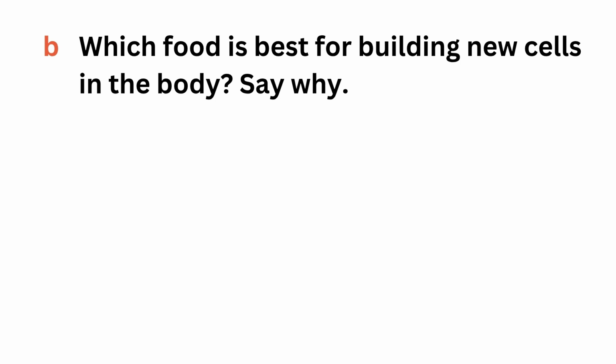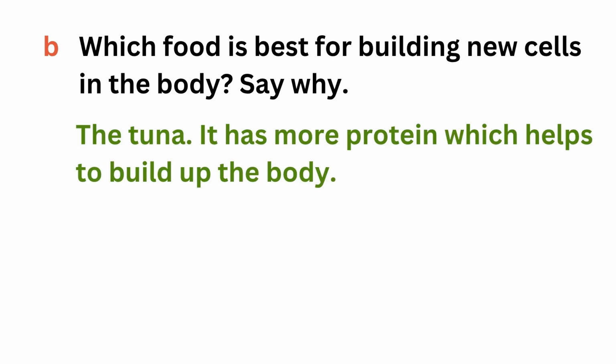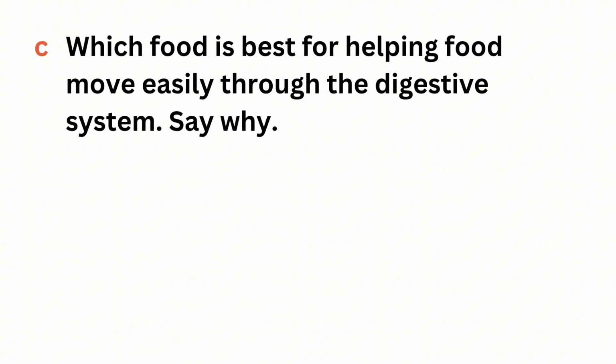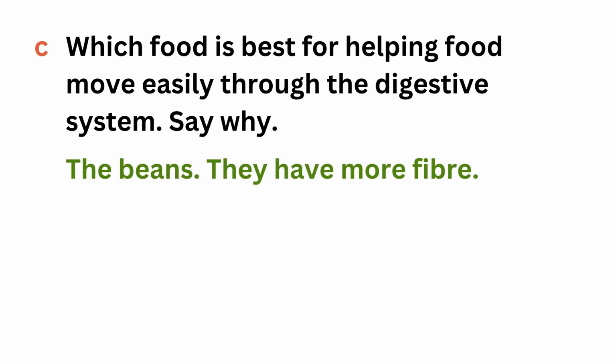Question B. Which food is best for building new cells in the body? Say why. The tuna is best for building new cells in the body because it has more protein which helps to build up the body. Question C. Which food is best for helping food move easily through the digestive system? Say why. The beans are best for helping food move easily through the digestive system because they have more fiber.